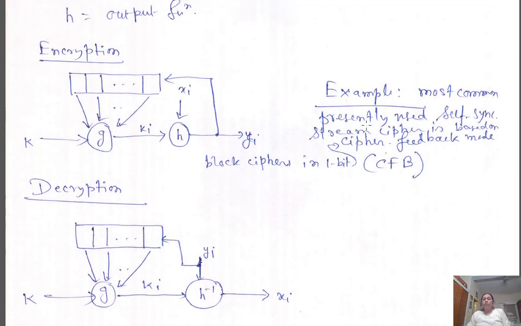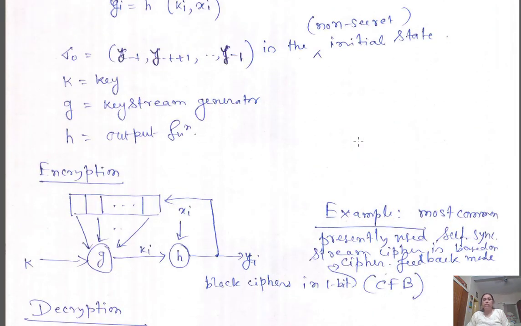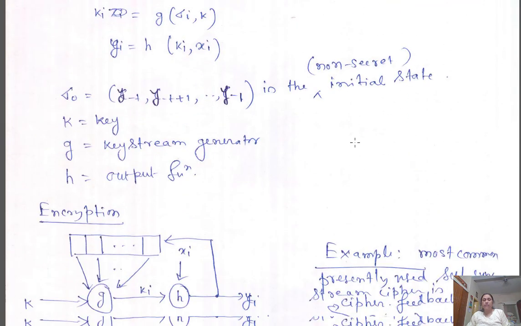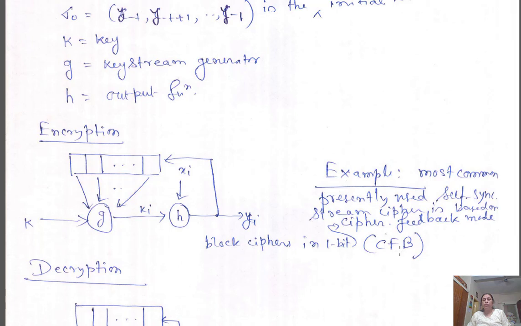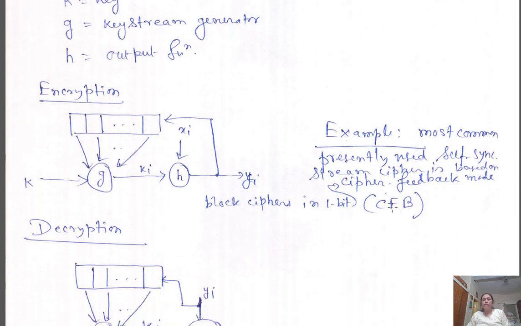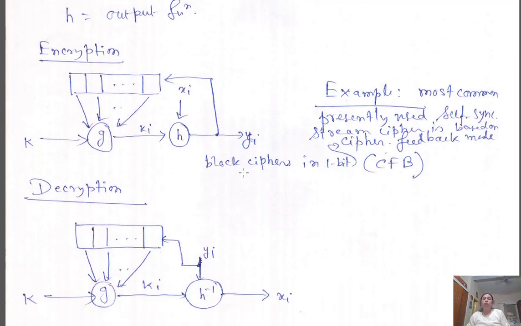This is the most commonly used self-synchronous stream cipher presently, based on a block cipher in 1 bit. It is based on ciphertext feedback mode. This is CFB mode. We have observed CFB mode. This stream cipher is essentially CFB mode if you consider the block length to be 1.